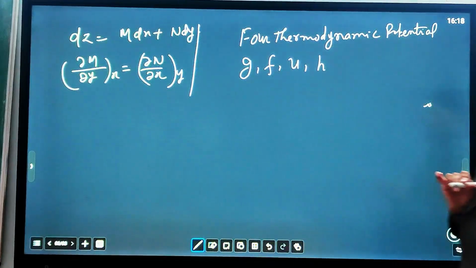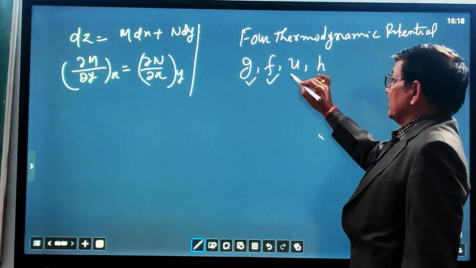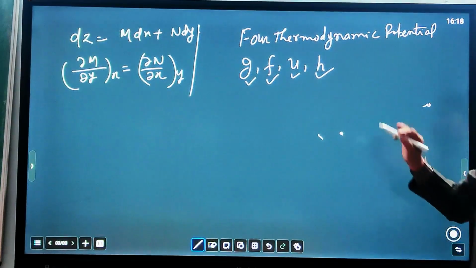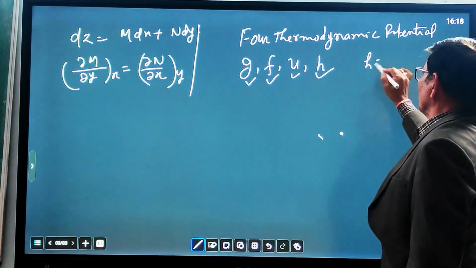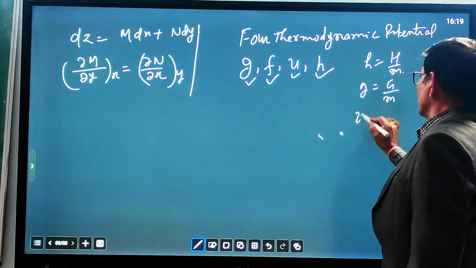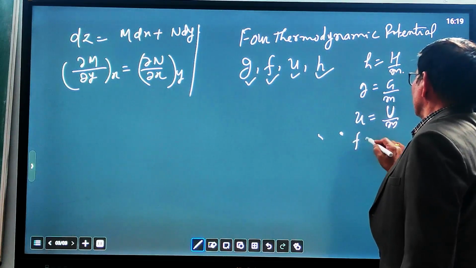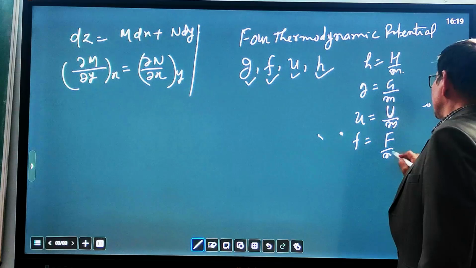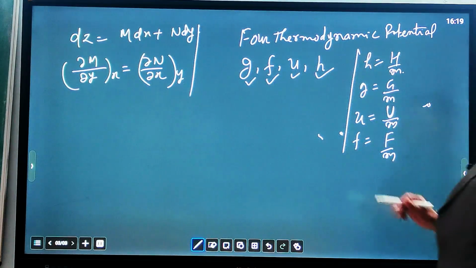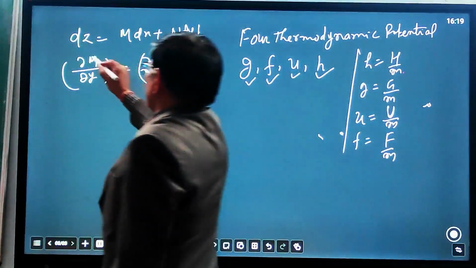These are per unit mass: Gibbs energy function per unit mass, Helmholtz energy function per unit mass, internal energy function per unit mass, and enthalpy, total heat energy per unit mass. You can write h equal to H upon m, g equal to G upon m, u equal to U upon m, f equal to F upon m. So these are the thermodynamic potentials per unit mass, which we are going to define by using this property of the mathematics.